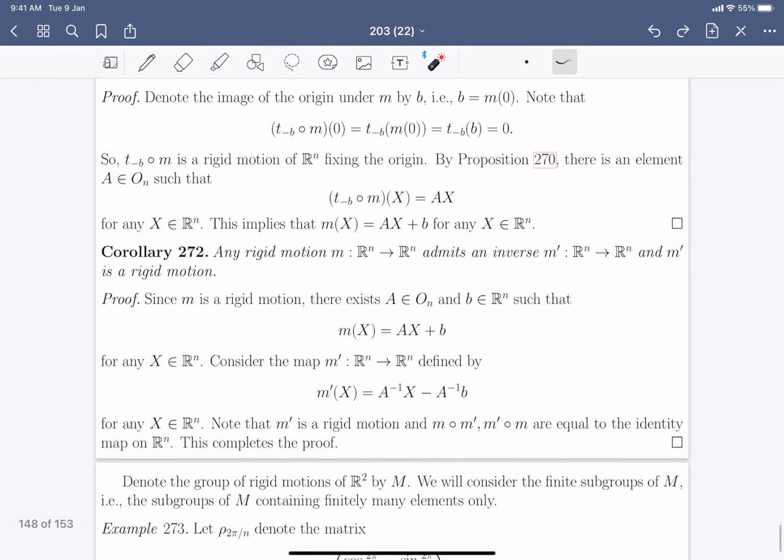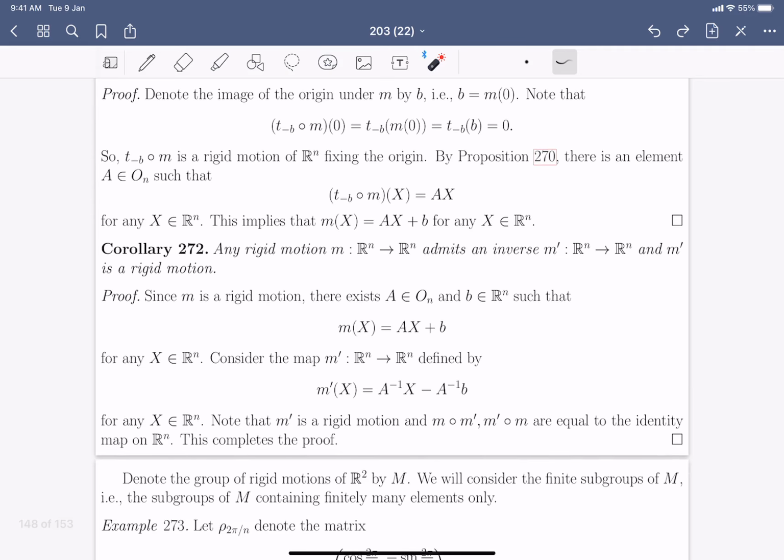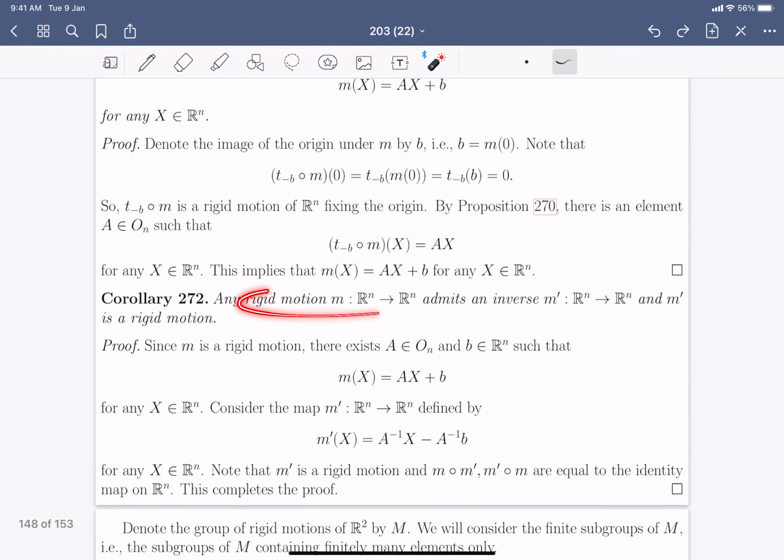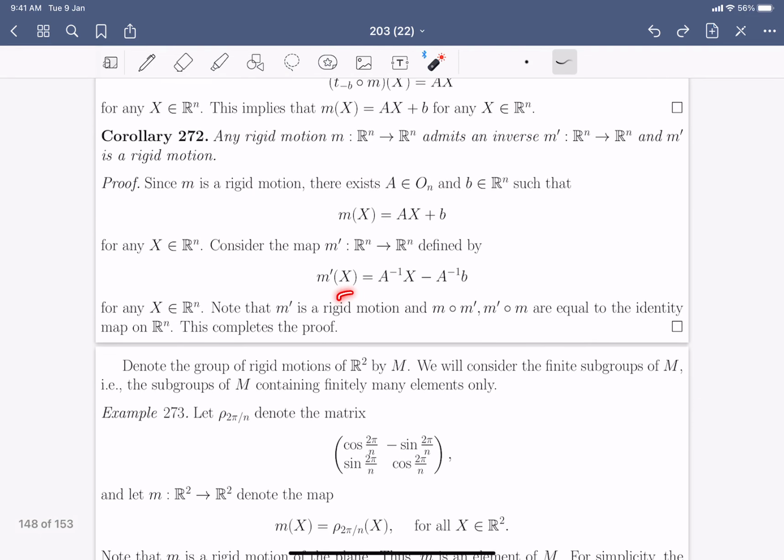You can have two different, although equivalent, approaches to prove this. Let me follow one of them. You know by the previous result that if you start with a rigid motion from Rn to Rn, it has to be of this form. Now if you look at this map which sends x to A inverse x minus A inverse b, then one can check that both the compositions are equal to the identity map on Rn. And that proves the result, that any rigid motion admits an inverse, and its inverse itself is a rigid motion.